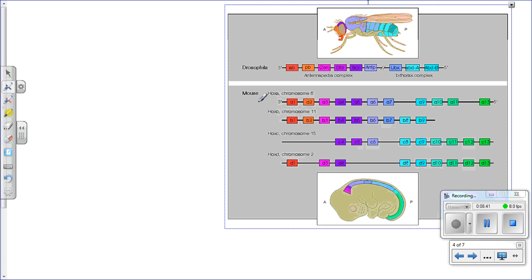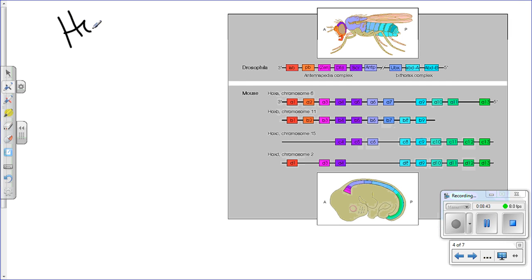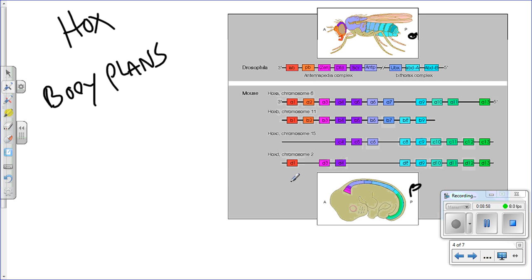All right, next thing we need to understand about Hox genes, or controller genes. They're mostly for body plans. They are highly conserved, meaning that from one organism to another, we tend to see similar genes. Now, whether or not we get duplications of those genes or slight changes in the gene sequence is a different idea.